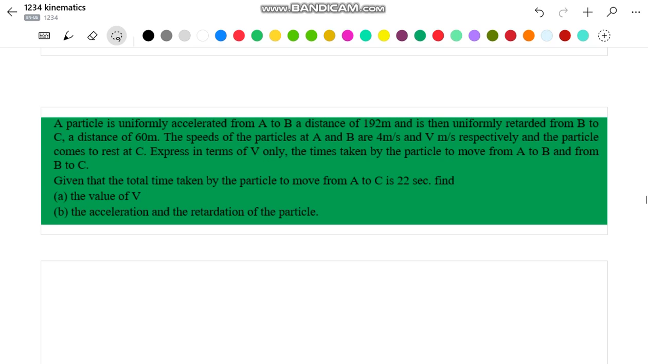The distance between these 2 points is given to be 60 meters. The speed of the particle at positions A and B are given as 4 and V meter per second respectively, and the particle finally comes to rest at point C. So initially we have to find the time taken by the particle to move from A to B and from B to C in terms of the value V only.